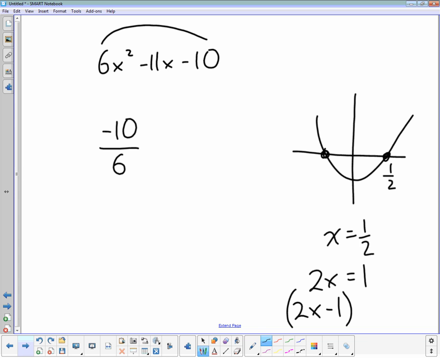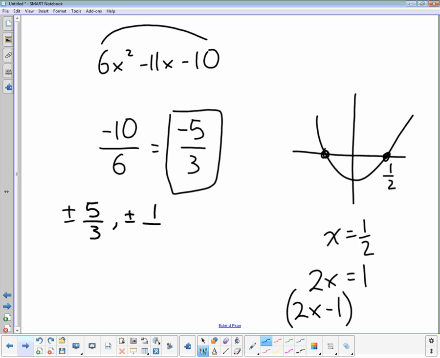So, -10/6. Okay? Let's simplify that. Now, the possible roots are the positive and negative factors of this fraction. So plus or minus 5/3, plus or minus 1/3, plus or minus 5, plus or minus 1. Those are the only ones that we really have to check.